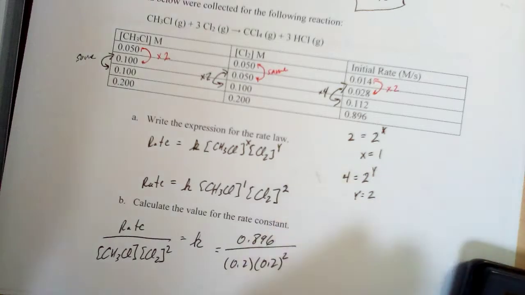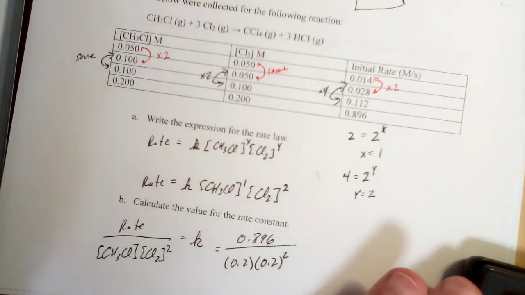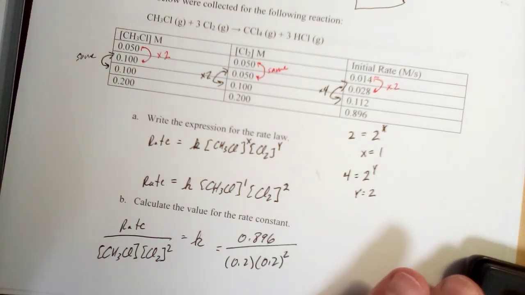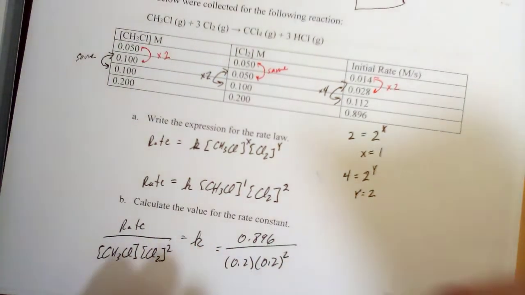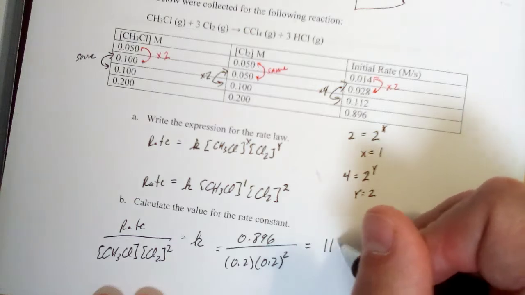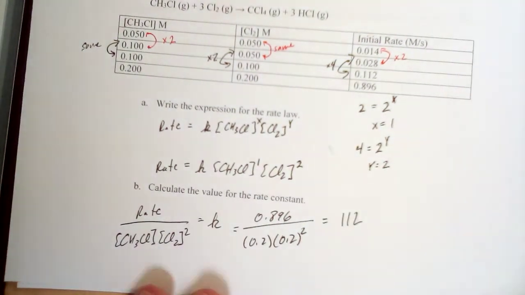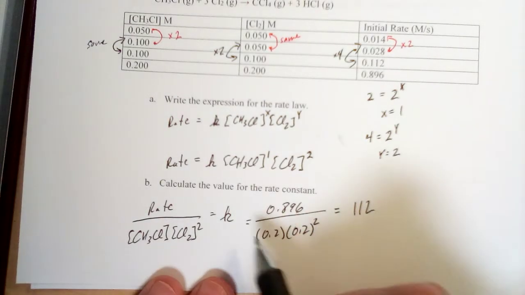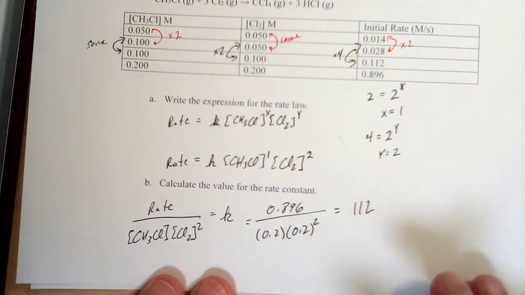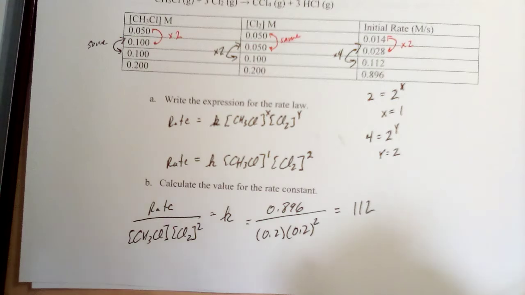So if I punch this in, 0.896 divided by 0.2, divided by 0.2, divided by 0.2. Maybe if you're good with your calculator, you can do it a little more efficiently than just dividing by 0.2 3 times, but I'm comfortable with that with my little $9 calculator. You do the math here, you get 112. Now, that's certainly part of the answer. That's the numerical value of the rate constant.